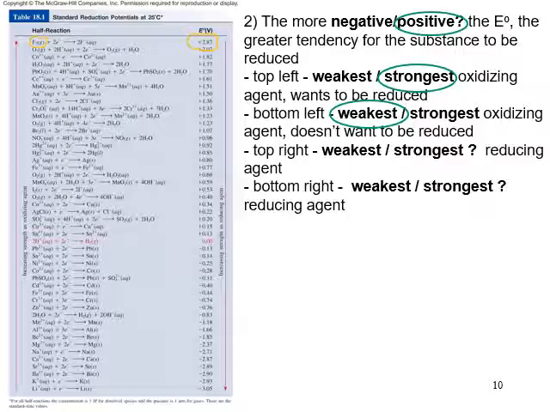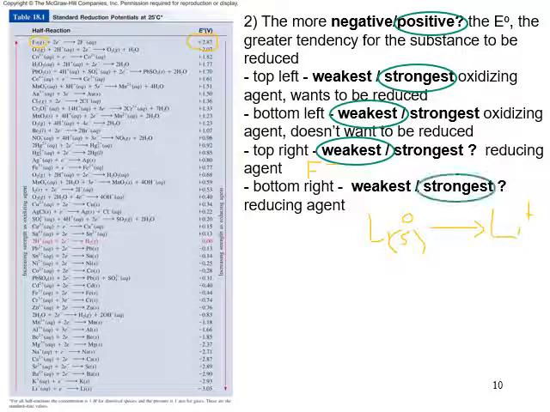So the top right would be something like fluoride. Is fluoride weak or strong reducing agent? Well, remember, a reducing agent gives electrons. Does fluoride want to give electrons? No, it wants to keep. So it's going to be the weakest. The bottom right is going to be the flip side of that. The bottom right would be something like lithium solid. And remember, lithium solid very much wants to go to lithium positive. So since it wants to go to lithium positive, that means it's a very strong reducing agent.